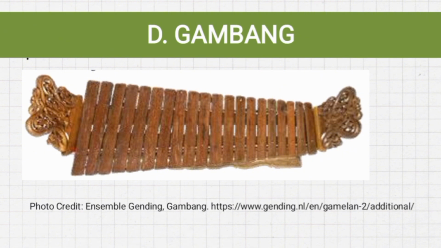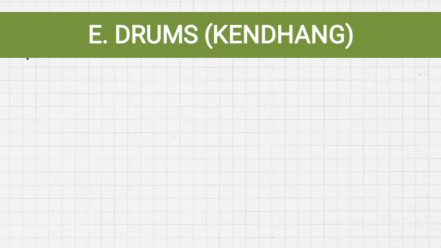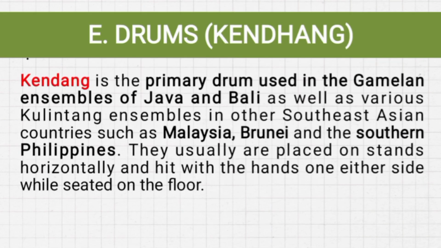And lastly, we have the drums, or the kendang. Kapag sinabi po natin kendang, it is a primary drum used in the gamelan in most of Java and Bali as well as various kulintang ensembles. Ito po ay isang klase ng drum na matatagpuan sa mga bansa ng Malaysia, Brunei, and sa Southern Philippines.